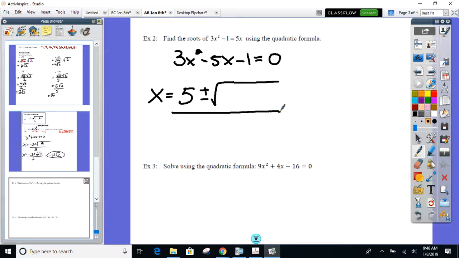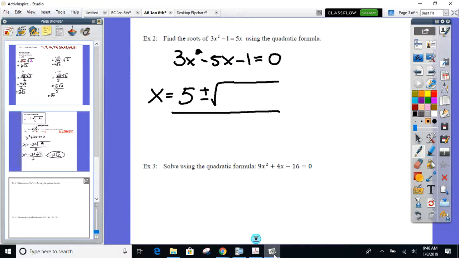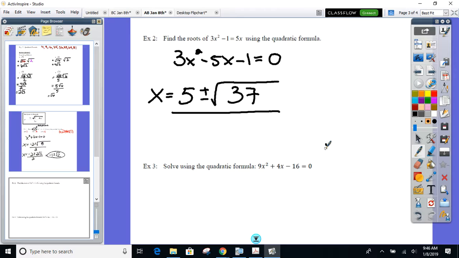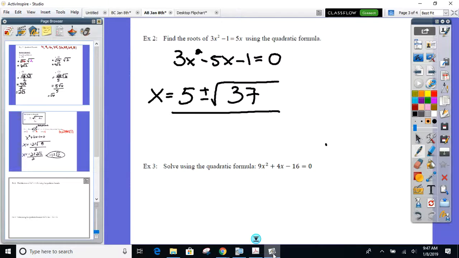Okay, number underneath the radical that we are getting. Everyone agreeing, 37? All right, what in the bottom of the denominator? Because it's 2a. What number is going to be on the bottom now? Not 2 anymore. Maddie, what's on the bottom? 6, 2 times 3. All right.